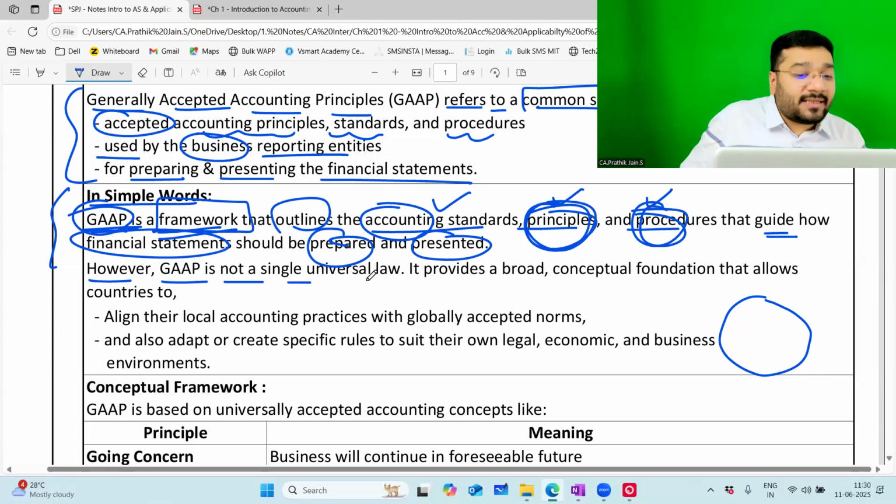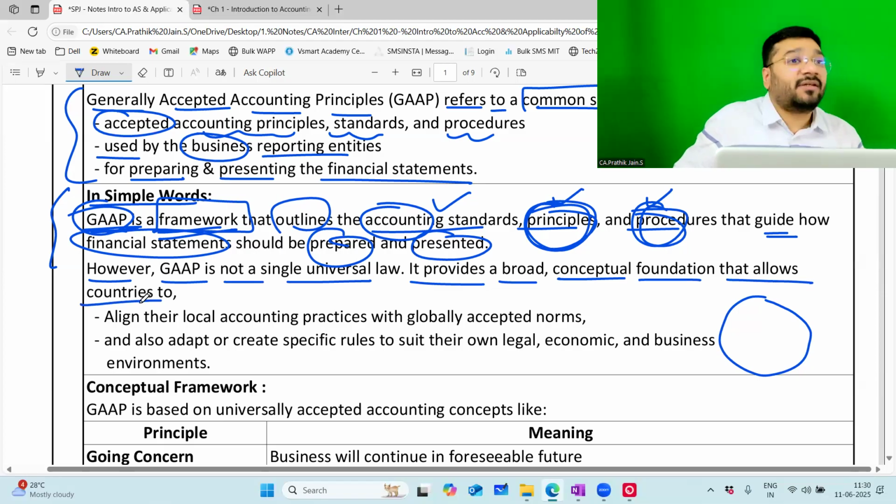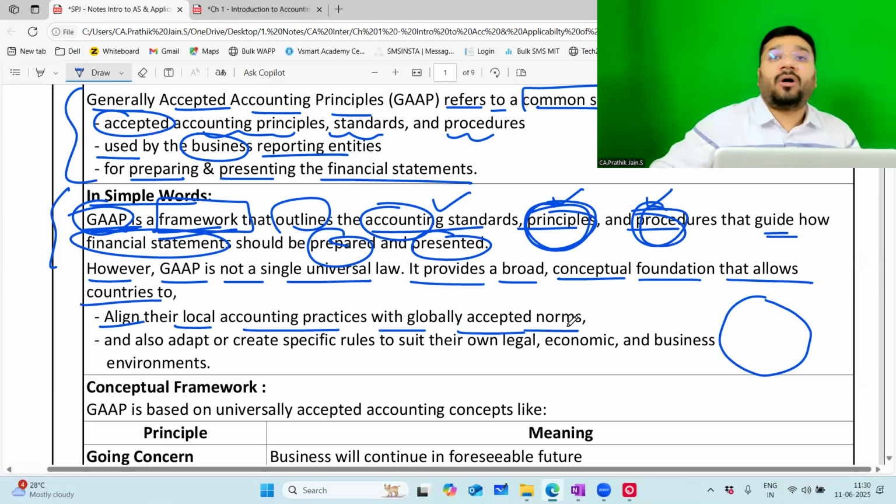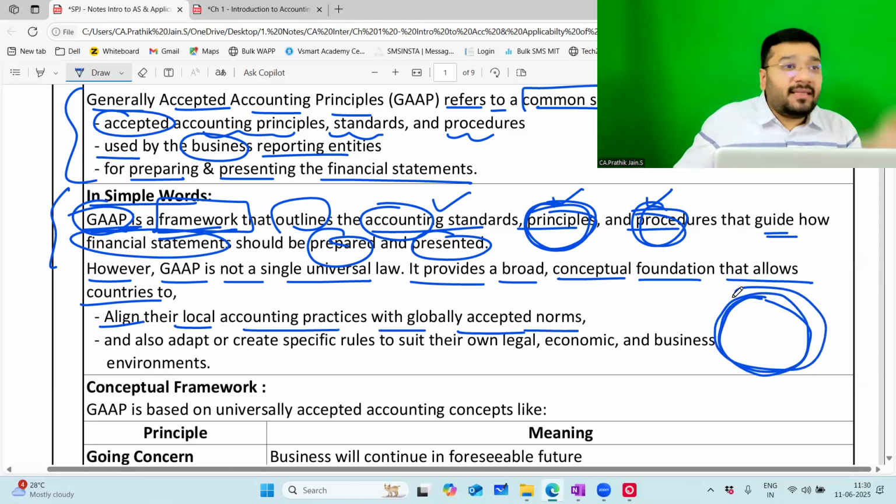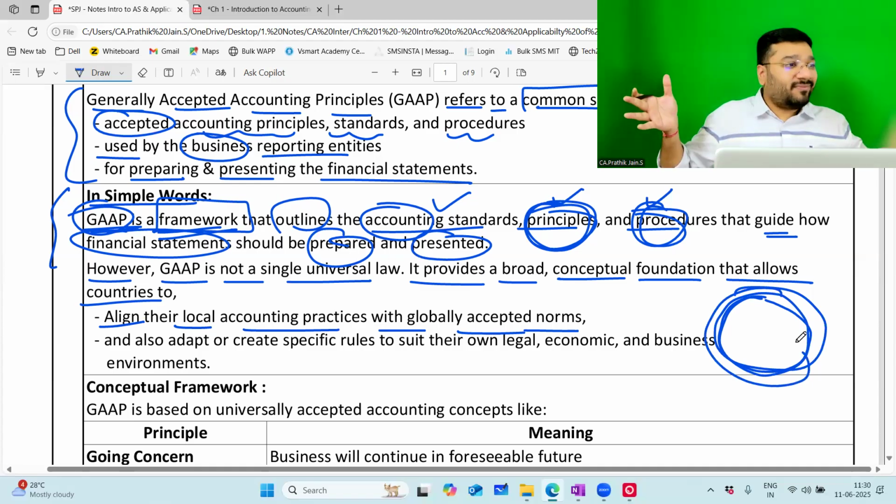However, GAAP is not a single universal law. It provides a very broad conceptual foundation that allows countries to align their local accounting practices with globally accepted norms. This is the outer line boundary. In this boundary, GAAP has said that this is what you have to follow. You can't deviate from this. If you want to prepare and present a financial statement, you have to present it this way. You have to follow these rules and regulations. Outer line broad rules are given.